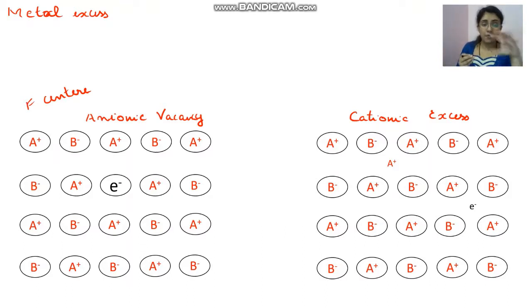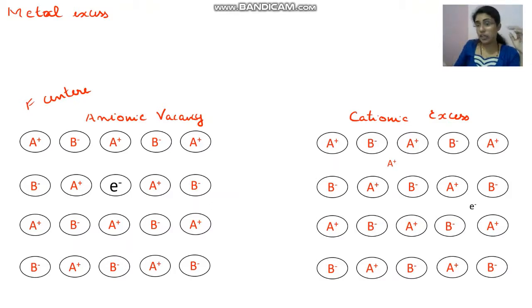Now, this type of defect is shown when sodium chloride is exposed to sodium vapors, or potassium chloride is exposed to potassium vapors and things like that. Such systems would give me this anionic vacancy.